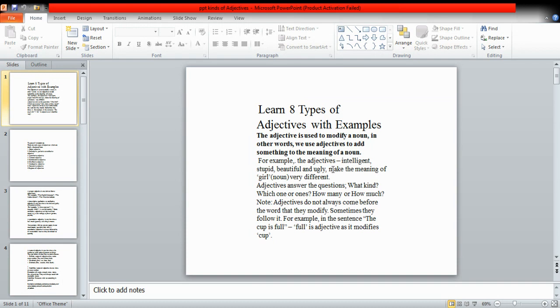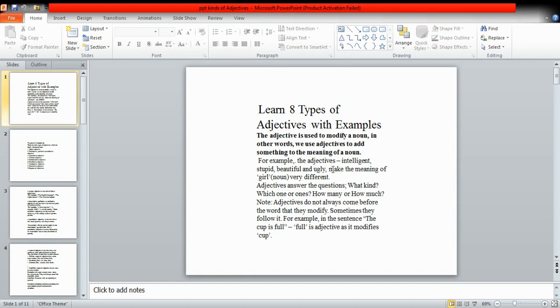the federal board students. So today the topic which I have selected to teach you is the 8 types of adjectives with their examples. So first of all, we have to see what an adjective is. An adjective is a word which is used to modify a noun. What does it mean? It means that an adjective tells us about the quality of a noun in a sentence.